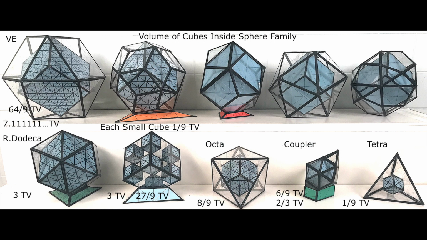Here you can see the cubes inside the sphere family. This 1/9 tetravolume is the modular unit of measure. In the next video, we will explore the cubes in the bubble family and how these discoveries sent me deep into the interconnectedness of natural design.